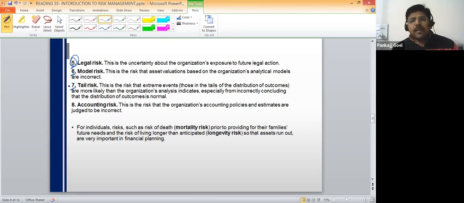It means some very extreme event happens, which is beyond thinking. So that kind of risk can also be there. So that kind of risk is this tail risk. For example, I hope you must have heard about the protests on the Delhi borders for the last 1.5 years, the so-called farmer protests.